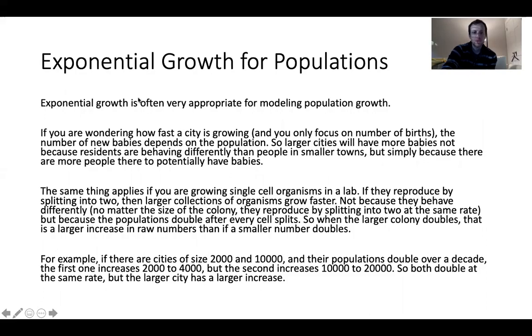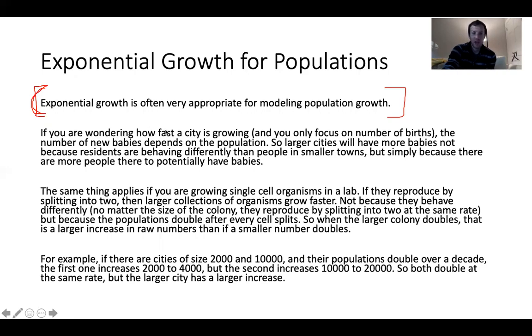Okay. So this is kind of a lot, but the main point is that exponential growth is really appropriate when you're talking about population growth. This can be the spread of a disease, or the population of some animals, or the population of some city. In a lot of cases, exponential growth is really the right way to model a population increasing.